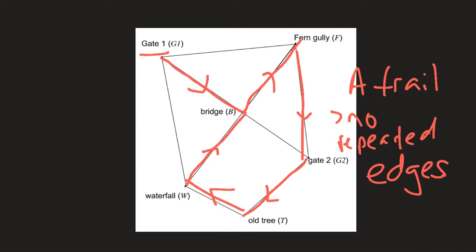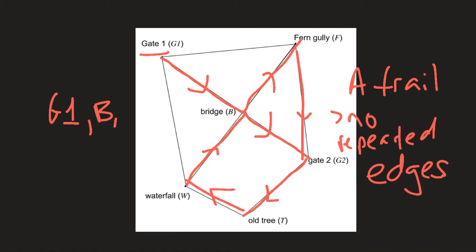And then finally, I go back to gate 2, but I don't repeat an edge. So that would be how you're able to do a trail and have no repeated edges. If I were to state the route I walked, it would be G1 is where I started. I went from G1 to B.